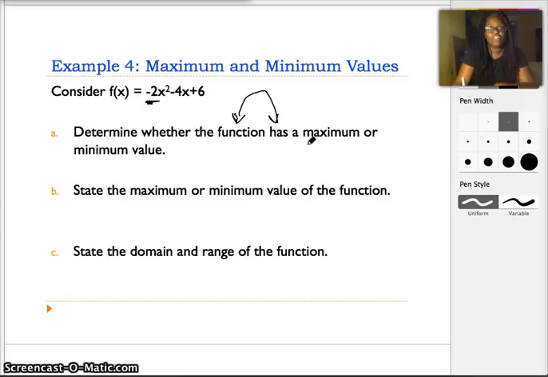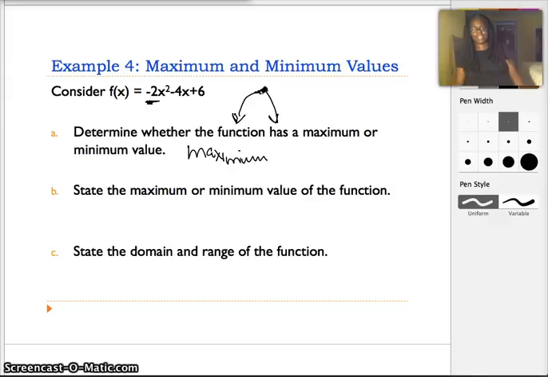So determine whether the function has a maximum or minimum value. Clearly this function has a maximum, right? Maximum seems like high, but it's going down, so it's a little oxymoronic. Like, wait a minute, how could the thing going down be maximum? But remember, maximum just means it has a point from which it can go no higher. So in this case, this one does have a maximum. That's the answer to the first part.